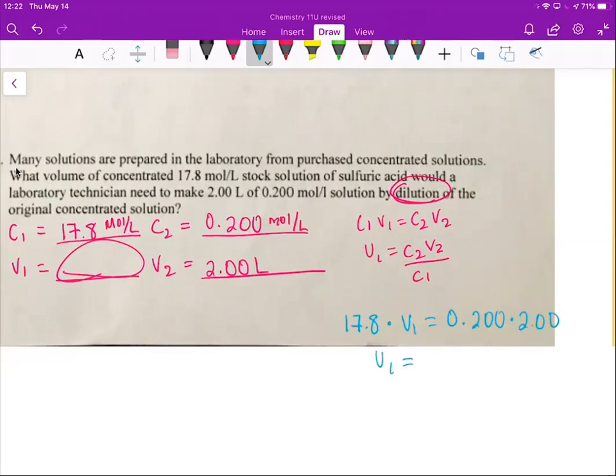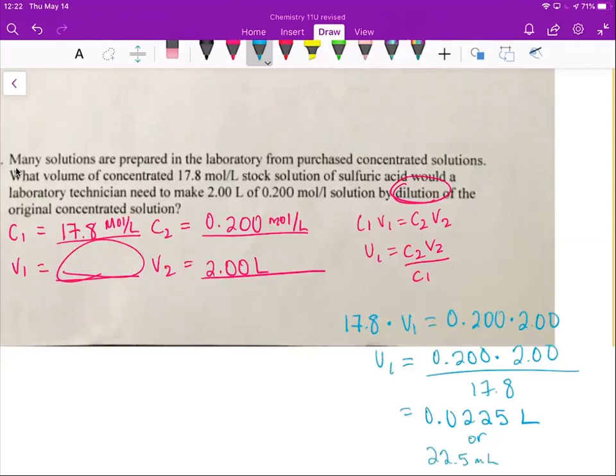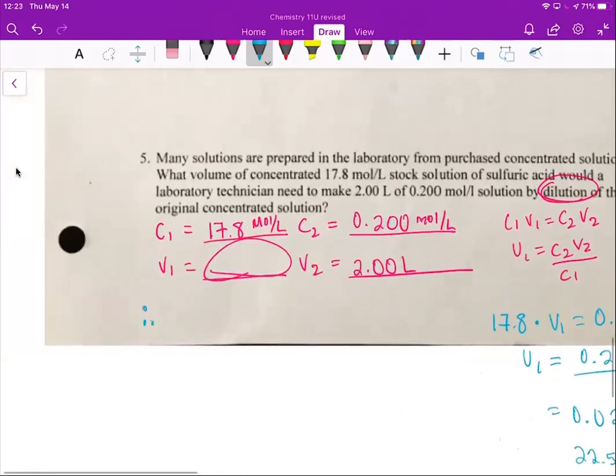So what am I going to do now? I have to move over the 17.8, 0.200 times 2.00 divided by 17.8, and 0.2 times 2 divided by 17.8. I need 3 numbers of significance. I get 0.0225 liters. Or how many milliliters? 22.5 milliliters. So therefore, 22.5 milliliters of 17.8 mole per liter sulfuric acid is required.